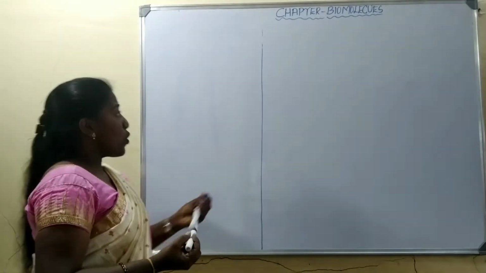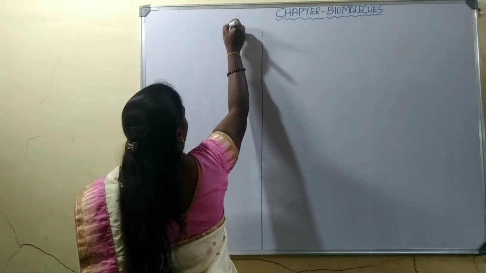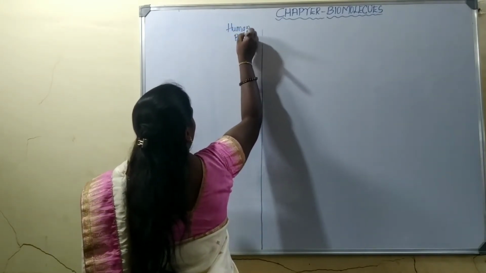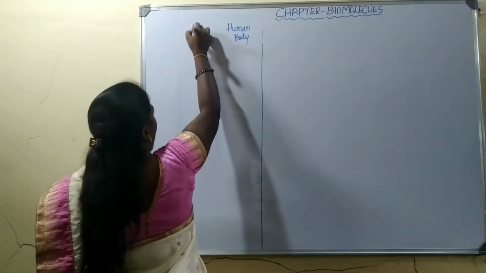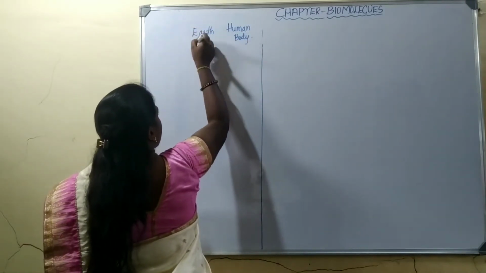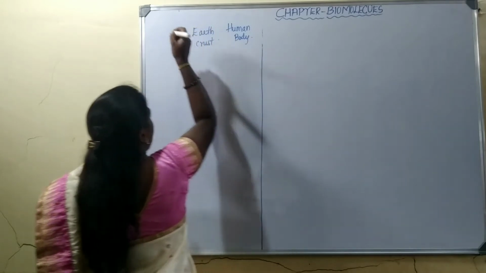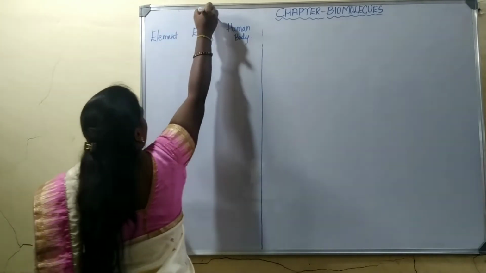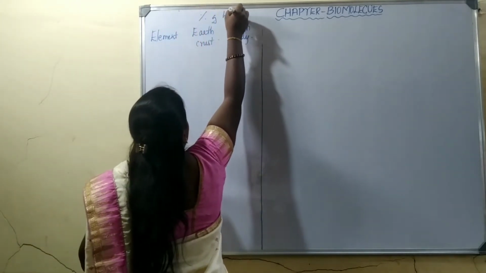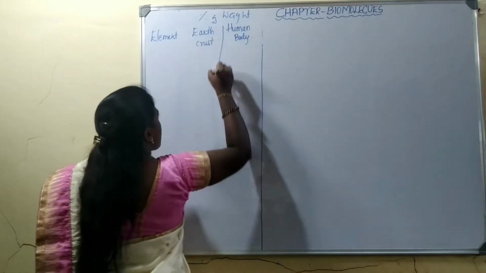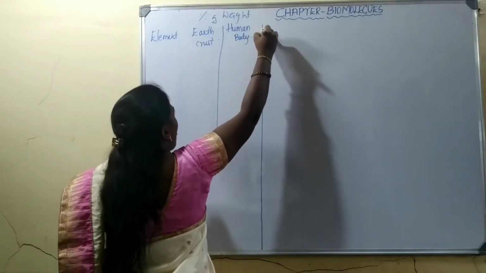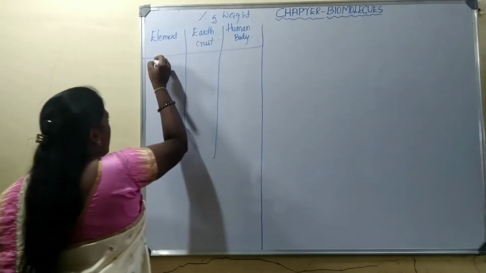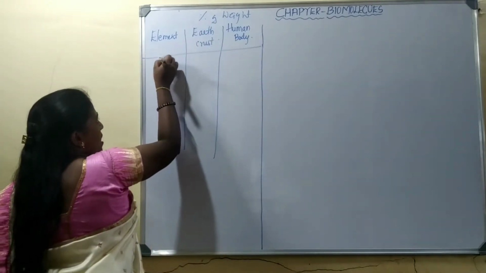Let us see that. For living, I am taking the example of the human body. For non-living, I am taking the example of the earth crust. In another column, I'll write the elements. So we are going to compare the elements present in the living with the non-living. The first element I am going to take is hydrogen. The formula is H.